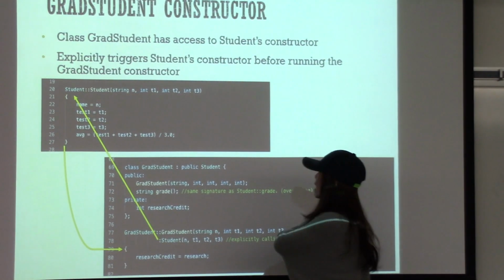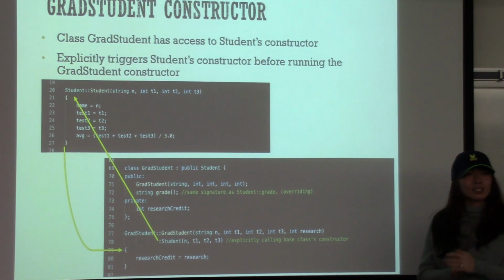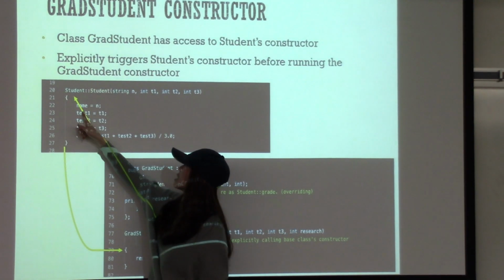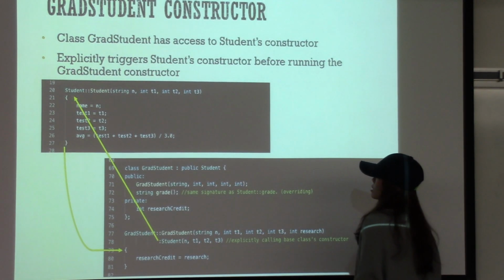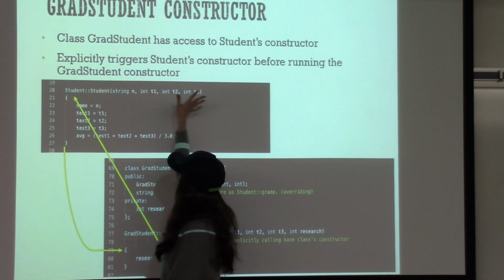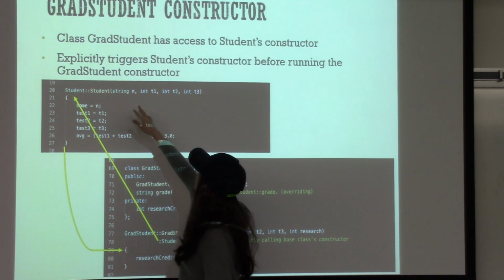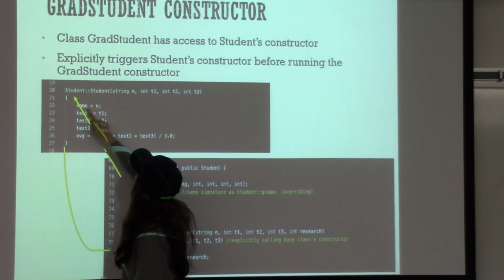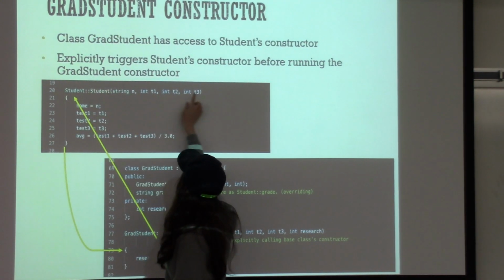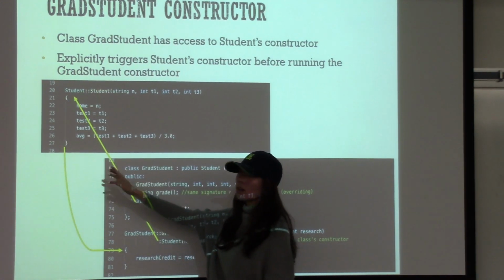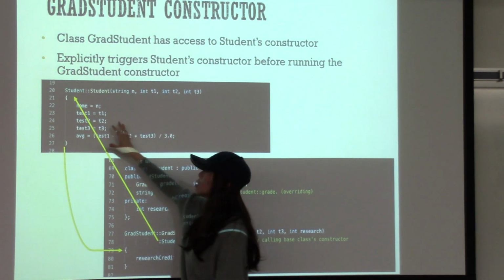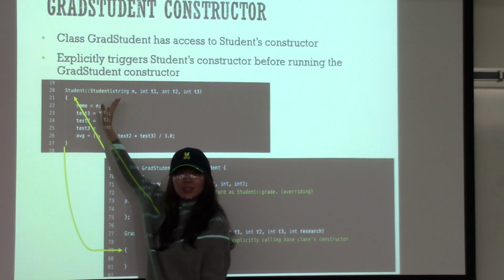Now, why is that necessary? Specifically because you cannot access private members. Remember from back in the day, our student constructor assigns parameter to private, parameter to private, parameter to private, right? Do the calculation and call it a day. That's the constructor for student. The student constructor, of course, has access to whatever you want, because it's in student.